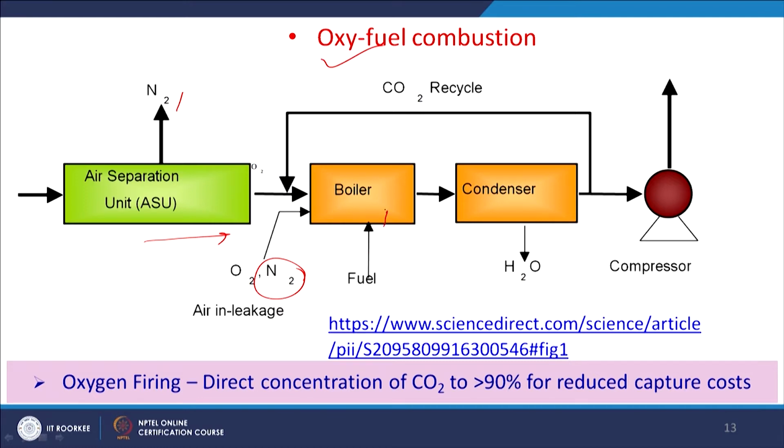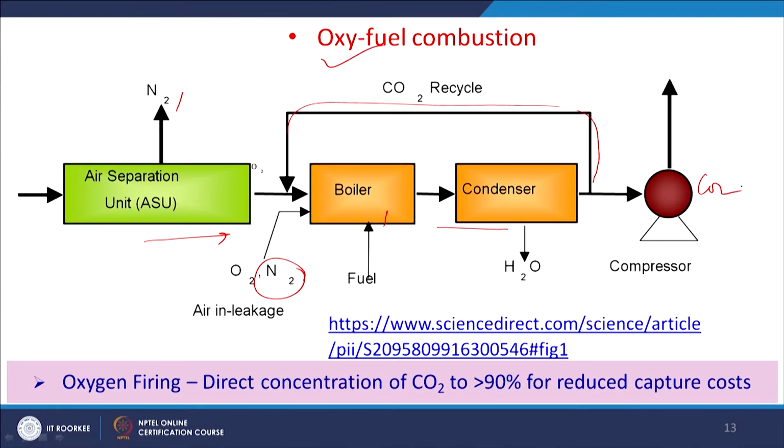Fuel is added here, then flue gas forms, and it goes to a condenser for heat recovery. Then the flue gas is partially recycled back. By this recycling, we are able to enrich the carbon dioxide concentration. More than 90% carbon dioxide we can achieve here, so it is very easy to sequester. That is why this process is very attractive, but research is going on and the commercial plants are yet to come. Another method is chemical looping combustion.